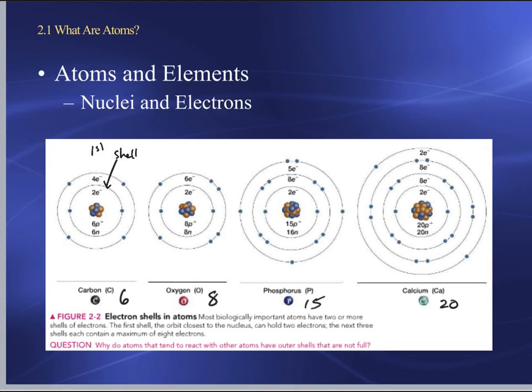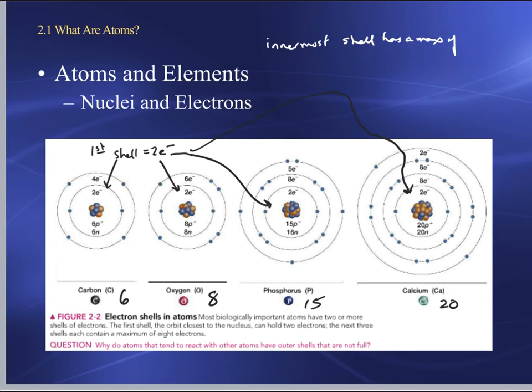First shell has 2 electrons. And notice that's the case with all of these things, isn't it? If I come all the way over here, the innermost shell always has 2 electrons. So we'll say the innermost shell has a maximum of 2 electrons, because you're probably wondering, well, Mr. Doyle, what about hydrogen?